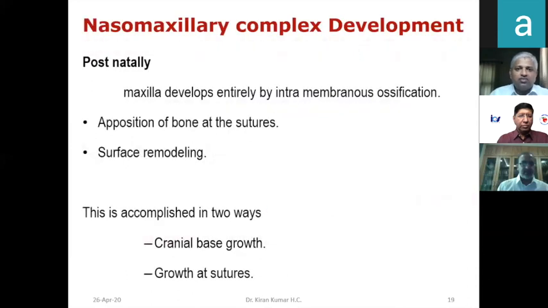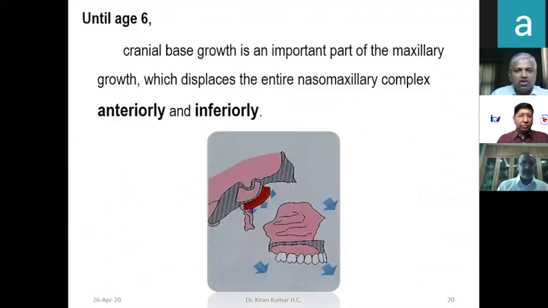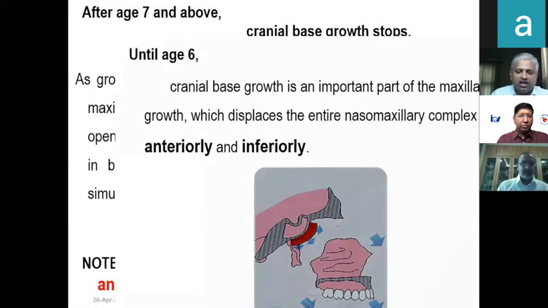So, coming to nasomaxillary complex development, because in this case we came to know that the maxilla is a problem. Postnatally, the maxilla develops entirely by intramembranous ossification, that is, surface remodeling and apposition of bone at sutures. So how is this growth accomplished? It is accomplished in 2 ways: cranial base growth and growth at sutures. Cranial base growth is an important part of the maxillary growth which displaces the entire nasomaxillary complex anteriorly and inferiorly.